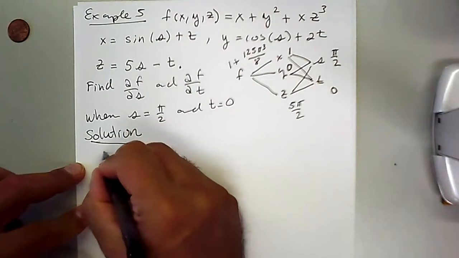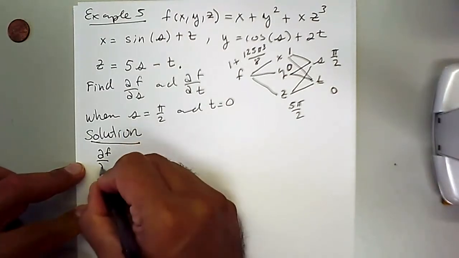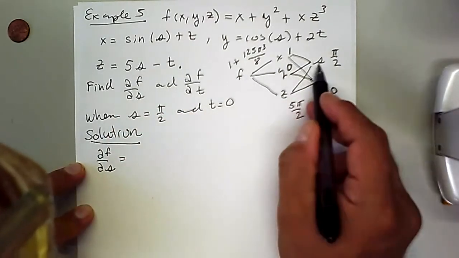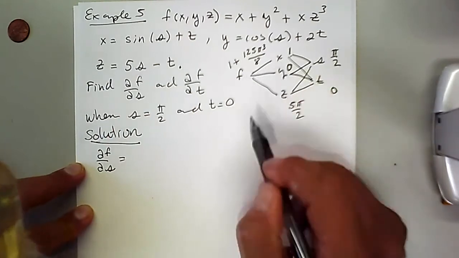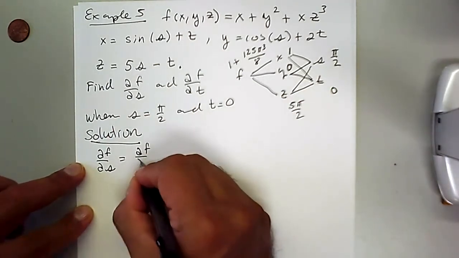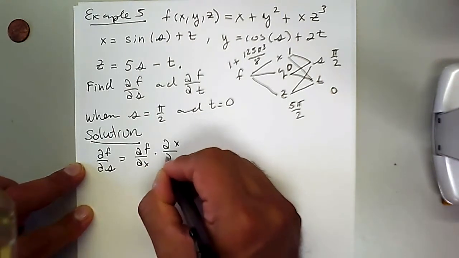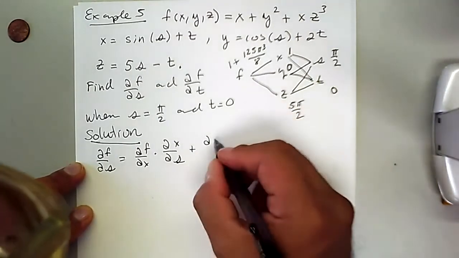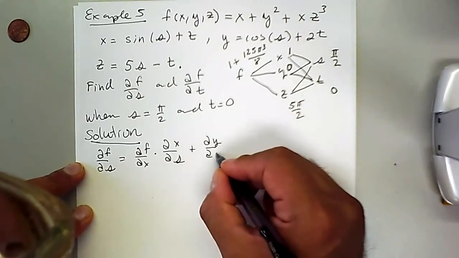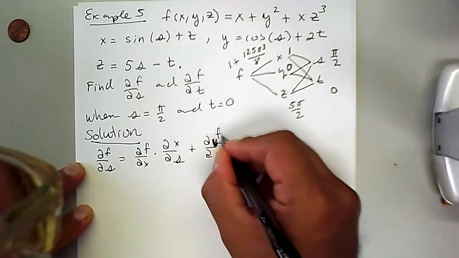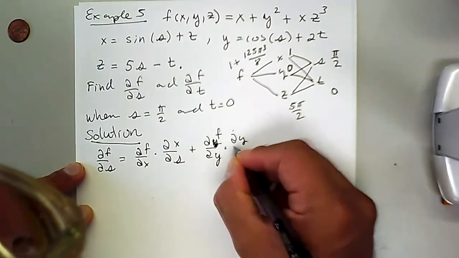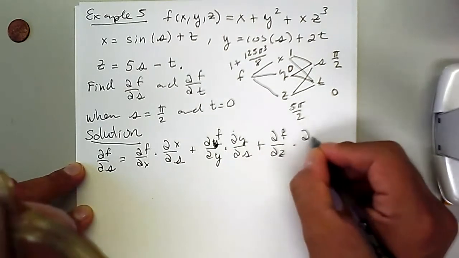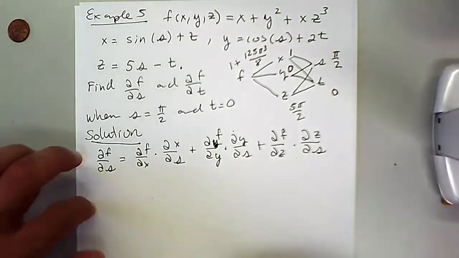All right. So let's look at the solution. The partial of f with respect to s, which is one of the things we want to find, is the partial of f with respect to x multiplied with the partial of x with respect to s, plus the partial of f with respect to y times the partial of y with respect to s, plus the partial of f with respect to z times the partial of z with respect to s.